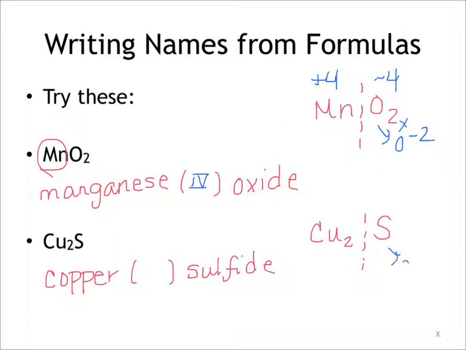Sulfur is -2 because it's in group 6. There's only 1, so this whole side is going to be a -2 charge. To balance, this has to be a +2 charge, and there's 2 coppers, so each one has to be equal to Cu plus 1. Copper 1 sulfide. Although we don't actually write the 1 very frequently, in this case we do need to establish that the 1 is the charge on the copper, so we are always going to write the 1 here.